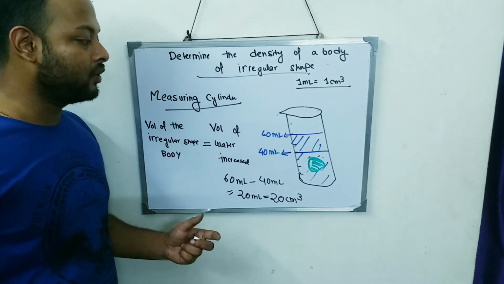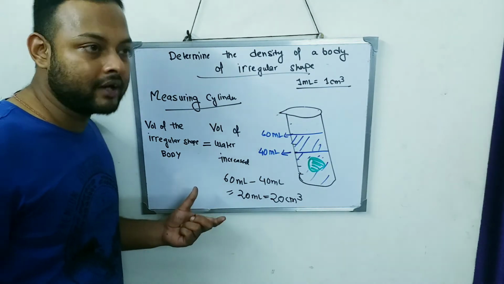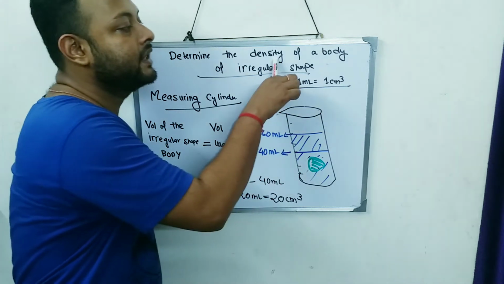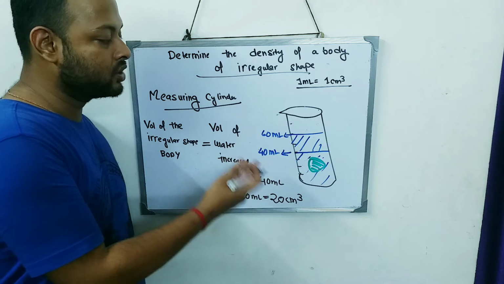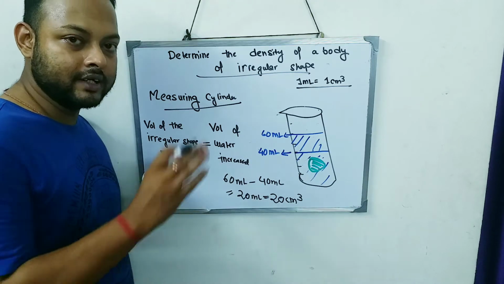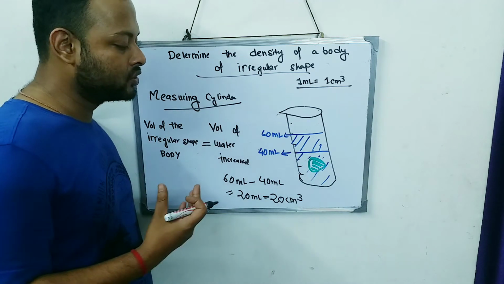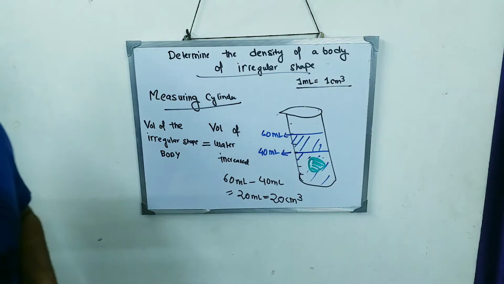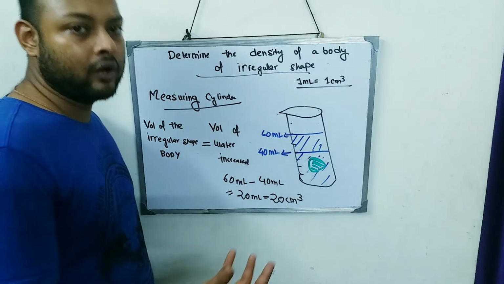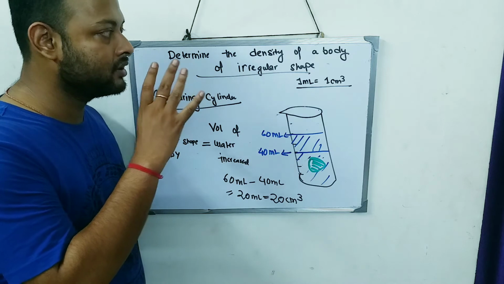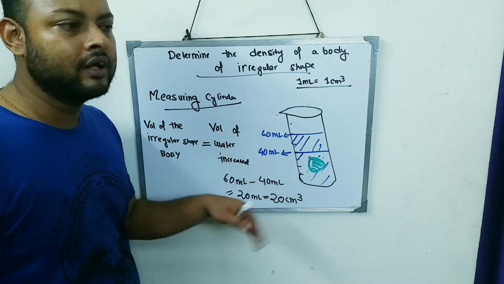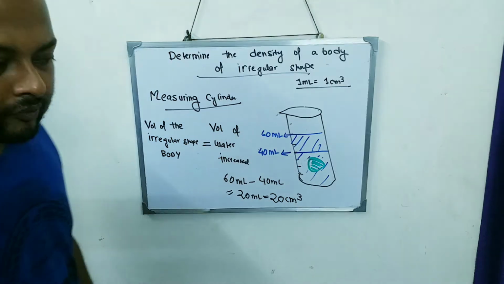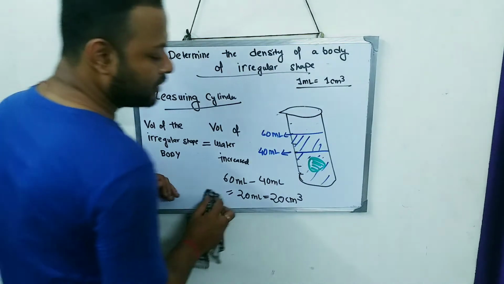So this is how we have to determine the volume of an irregular shaped body. We take the use of a measuring cylinder. Easy to understand? There is another way also to determine it. If you know this thing, it is very good. I'm just teaching a little extra. It is there in your book, so that is why.